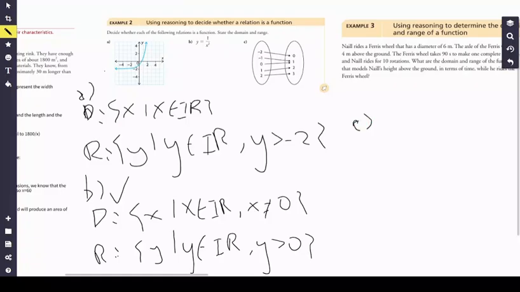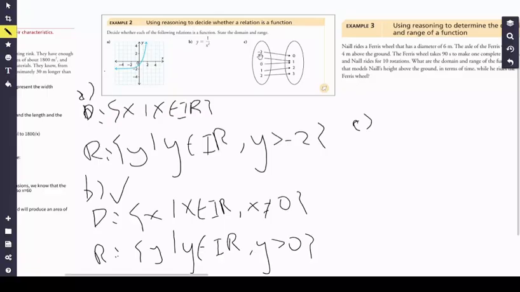So c, let's see. Is it a function? So for a function we need every x to be unique. So at every x point, we can only have one y value. We cannot have two y values at the same x value. So let's see, does it match?